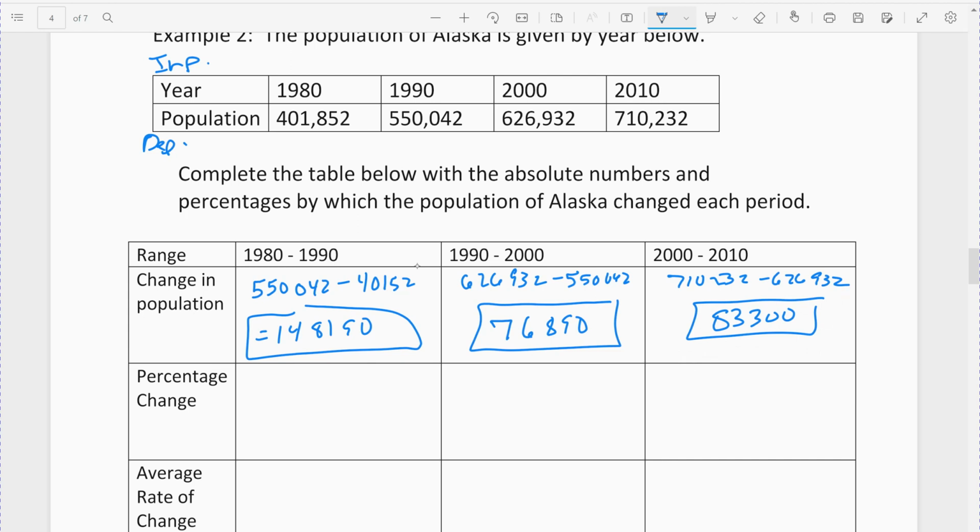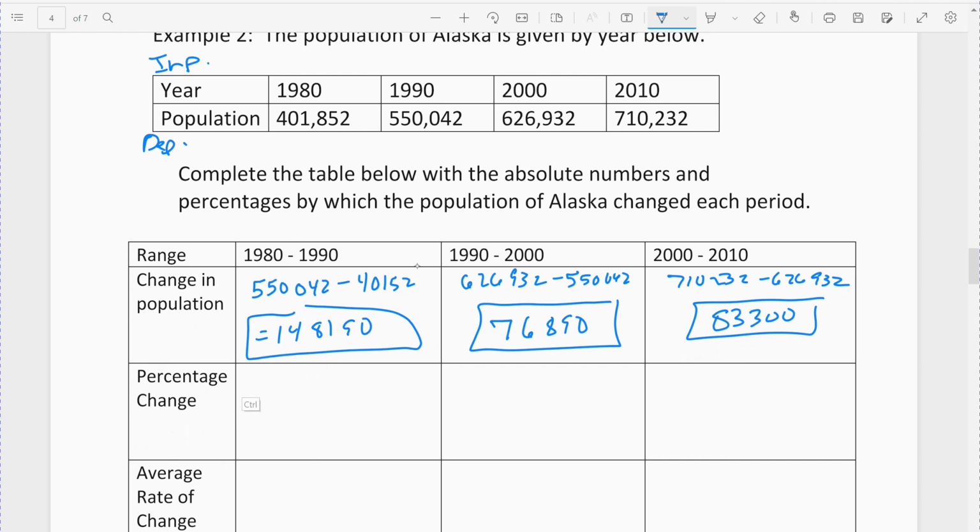All right, so there's the exact change. Now remember, percent change is the change in population divided by the starting year, times 100%. So remember the percent change. I'm going to use this change because that's the change it's going to do. But you have to remember what you divide by. You divide by the starting year.